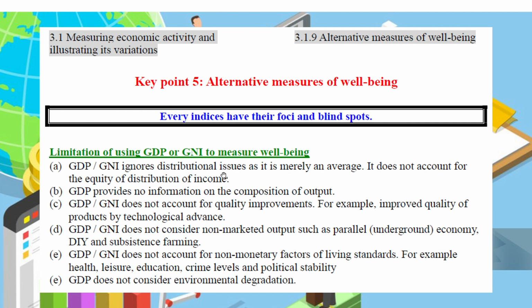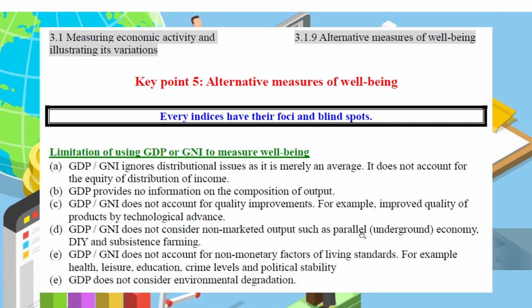So what are the limitations of GDP? First of all, GDP ignores the distributional issue. The equality of distribution of income is ignored in GDP. It just talks about the average. GDP also provides no information on the composition of output, just how much money: whether primary goods, secondary goods, tertiary goods, or services. And GDP and GNI do not account for quality improvement. For example, improved quality of products: they don't care about it, they care about the price.